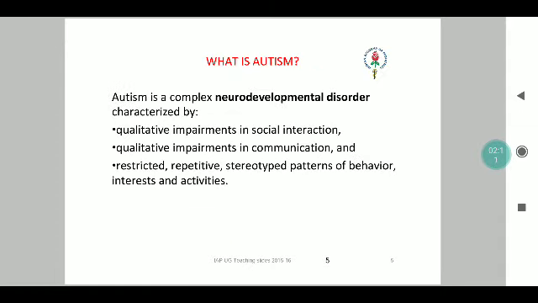So with that note, we'll move into a little bit more detail about autism. It is a complex neurodevelopmental disorder characterized by qualitative impairment of social interaction, qualitative impairment in communication, as well as restricted, repetitive, stereotypical patterns of behavior, interest, and activities.